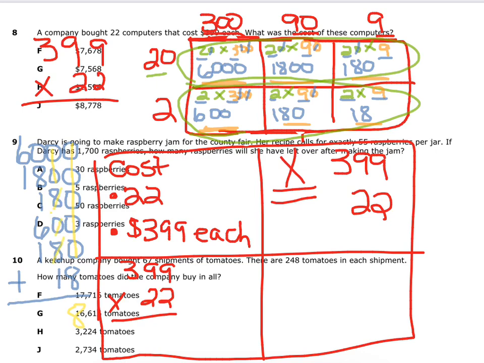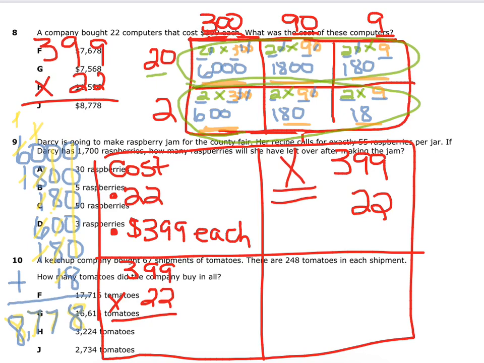8, 0, 8. 8 plus 8 is 16. Plus 1 is 17. Carry my 1. 1 plus 8 is 9. Plus 1 is 10. 10 plus 6 is 16. Plus 1 is 17. Carry my 1. 1 plus 6 is 7. Plus 1 is 8. So, kind of hard to see that one. So, 8,778.